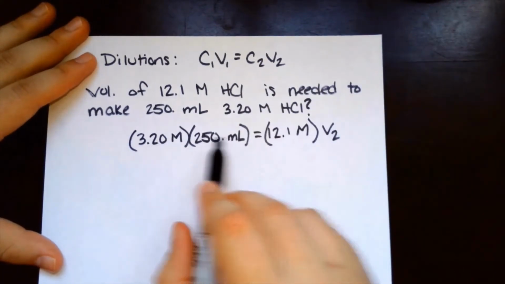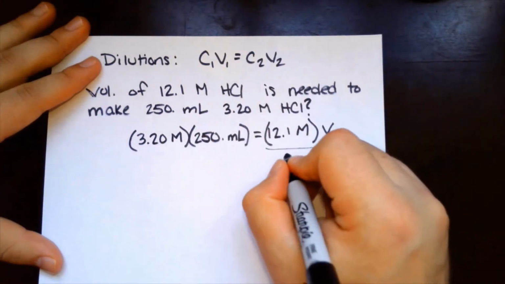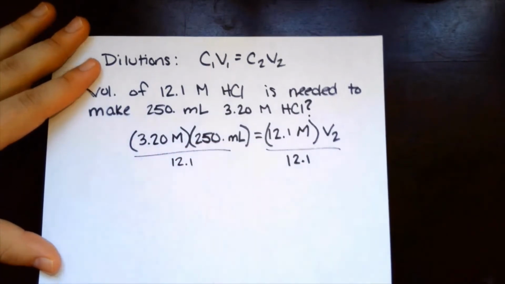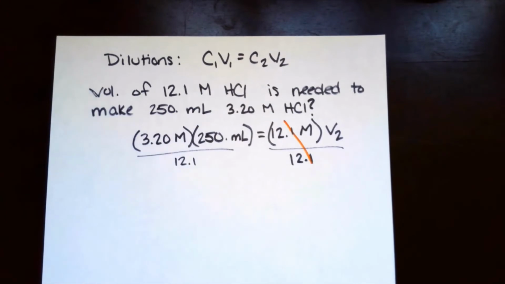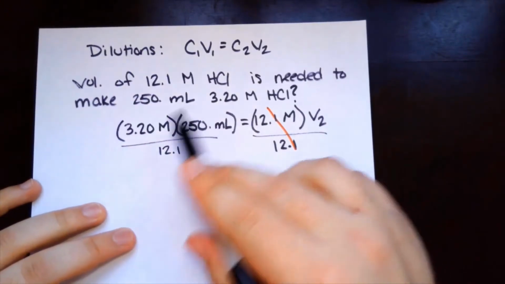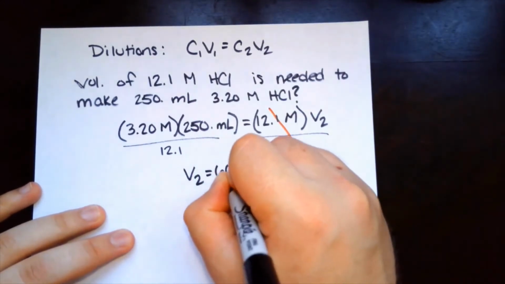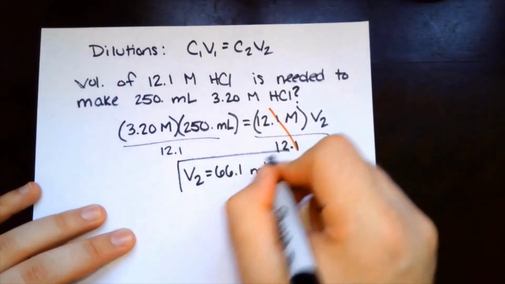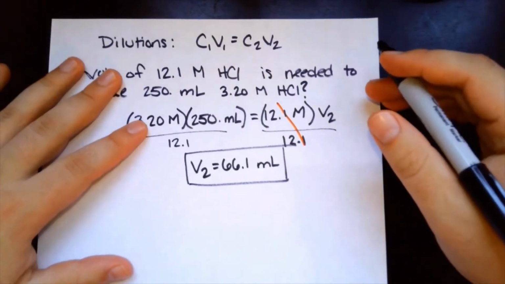So you can just multiply these and then divide both sides by 12.1. So that cancels out those right there. That isolates your V2 variable. You can just do that math. You end up with V2 equals 66.1 milliliters. And that's it. And every dilution problem is basically just that kind of thing.